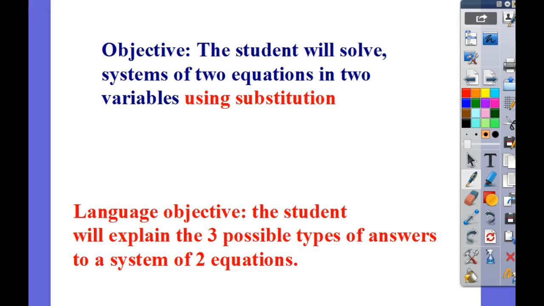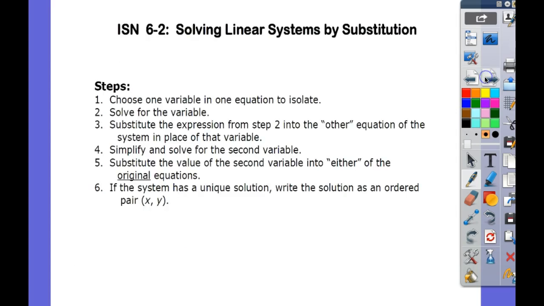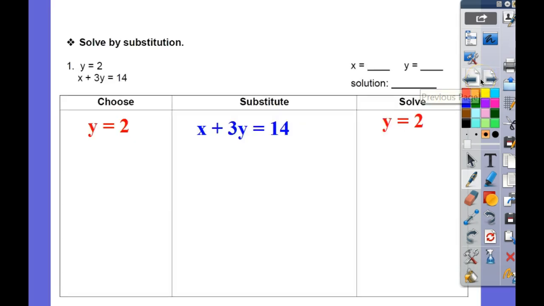Friday we did solving systems by graphing. Today we are going to do solving systems by using substitution. When you solve a system, there are three possible types of answers. You can have infinite solutions, you can have no solution, or most often you have a solution that is 1 point. And these are the steps to solving by substitution, and I will demonstrate those steps.